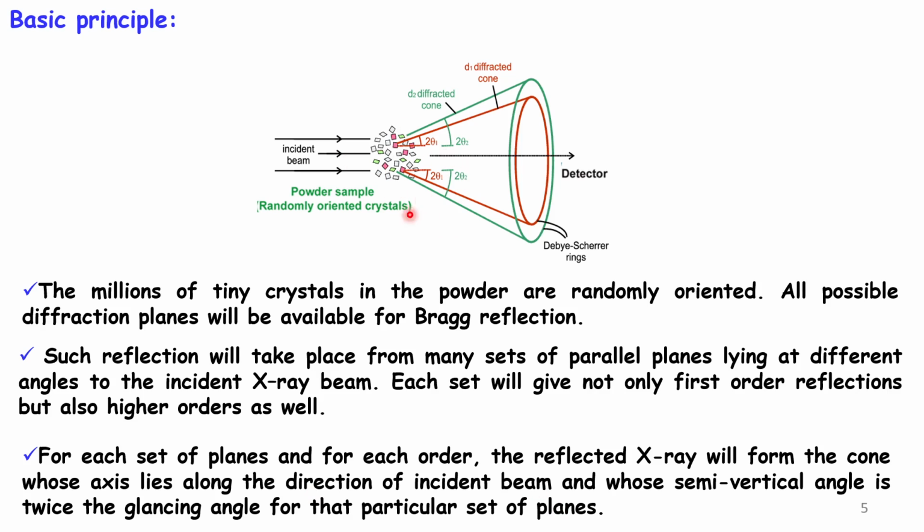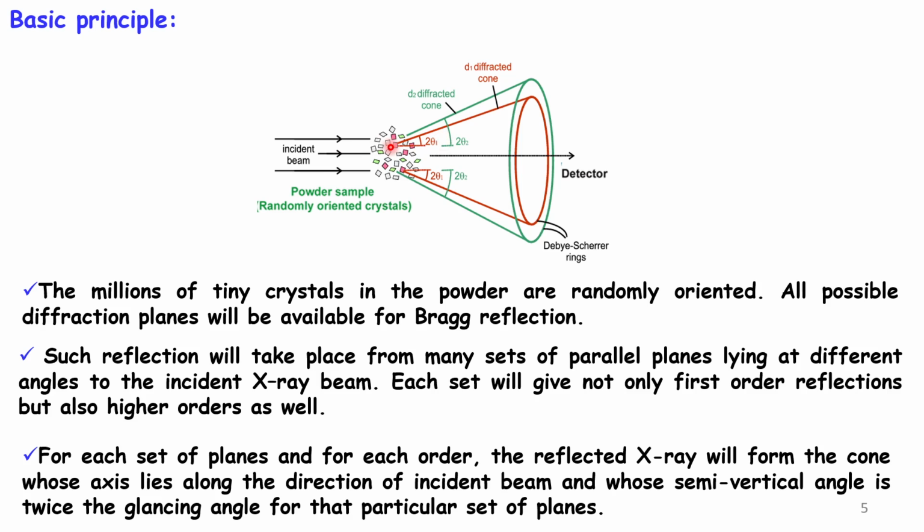Now see here in this diagram, we can see that these are a number of tiny crystals. They are oriented in different directions. Now when the beam of incident X-ray is incident on these planes which are oriented in different directions, and is reflected from the different sets of parallel planes, then they will form a cone. Now in this case, this is the axis of the cone, and the direction of the axis of the cone is along the direction of the incident beam.